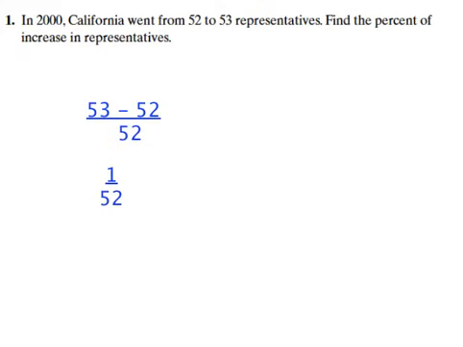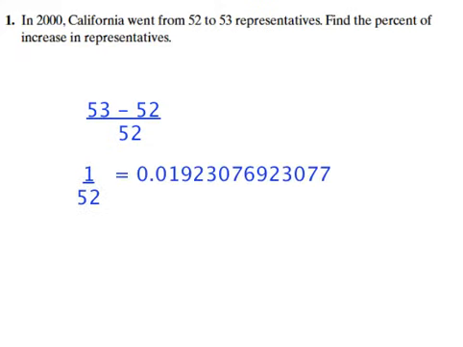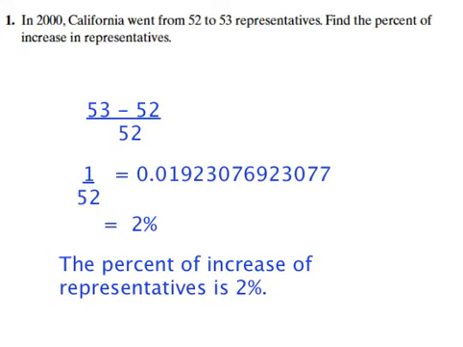1 divided by 52 is 0.01923076923077. Then we need to change this back into a percent, so we're going to move our decimal point 2 places to the right. We have to round up because the 9 tells us to round up, so we end up with 2%. The percent of increase in representatives is 2%.